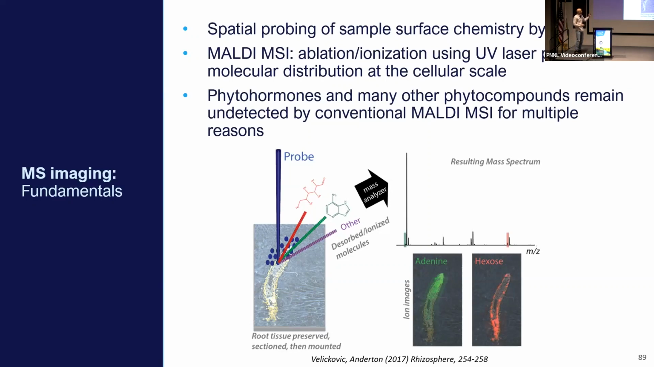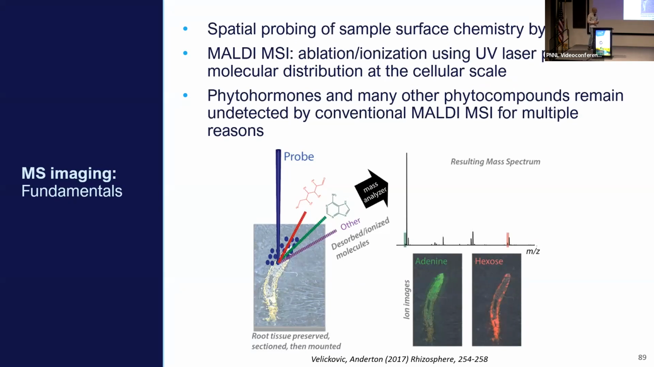Here I want to give you just the fundamentals of mass spec imaging so that you can follow the story. Basically, it's spatial probing of sample surface chemistry by mass spectrometer. The idea is that by some specific probe, we go from position to position in the sample and acquire a mass spectrum, and that mass spectrum reflects the molecular composition in that particular area of the environmental sample, like, for example, in this case, a root tip. When the entire imaging run is over, we end up with ion images that represent the relative abundance of a particular molecule over the sample surface, like in this case, for example, adenine or hexose in the root tip.